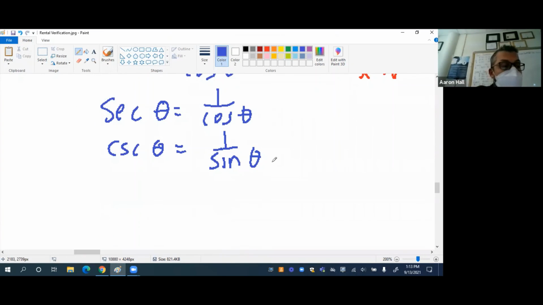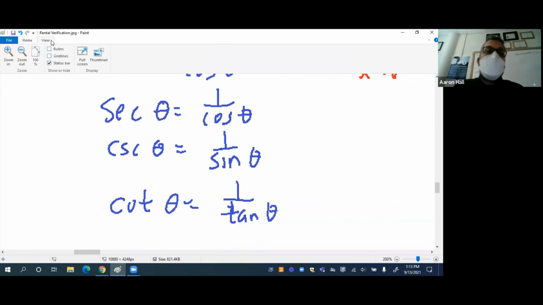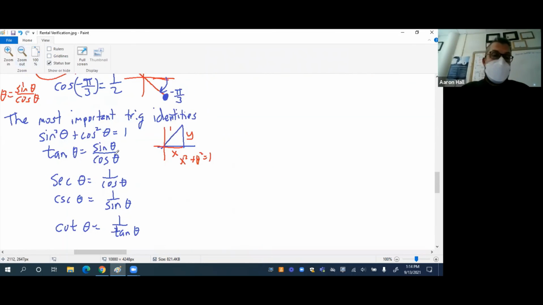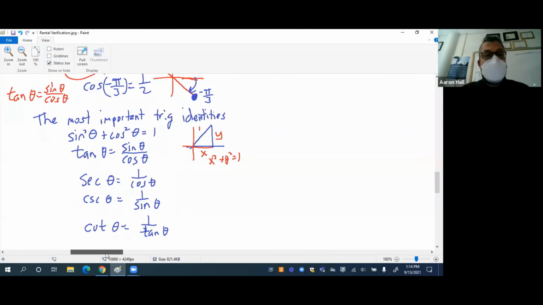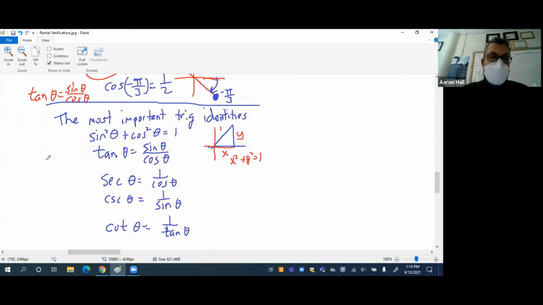The last reciprocal identity is, sorry, I meant to do cotangent. Cotangent of theta is 1 over tangent of theta. Those are all of the identities. All of the other identities can be derived from these. So these are really the most important ones that you need to know.